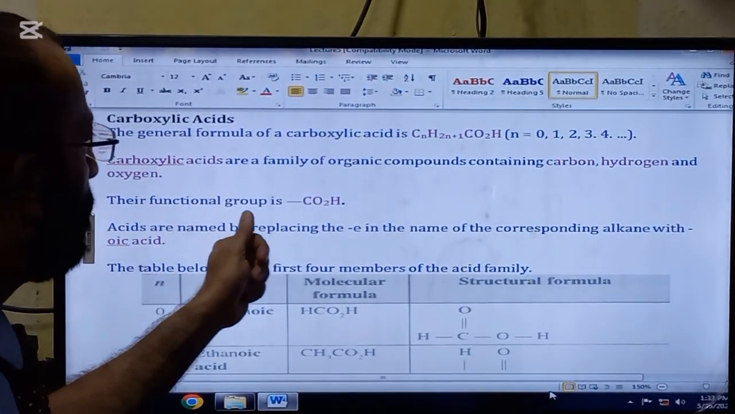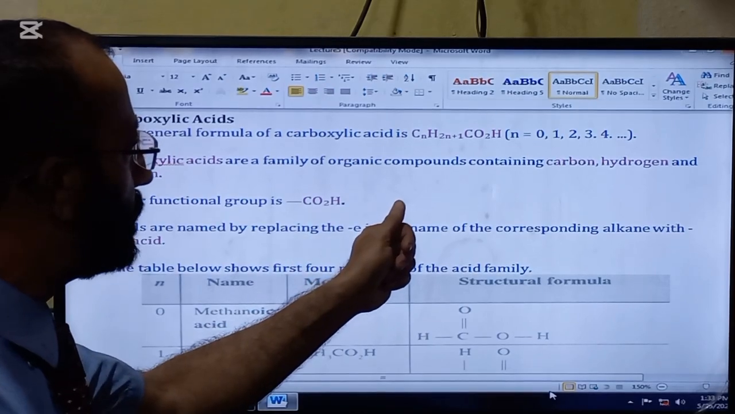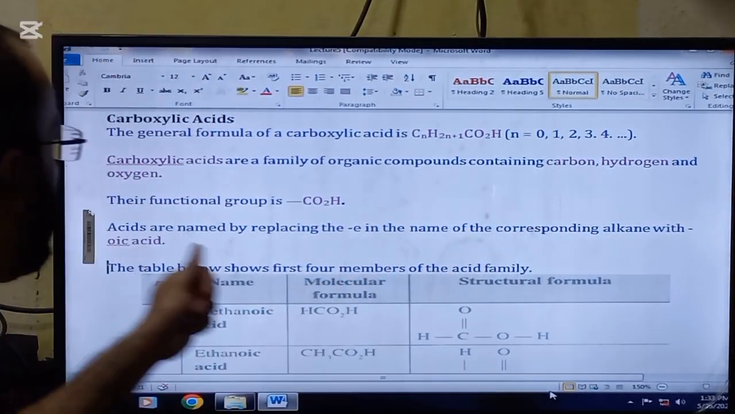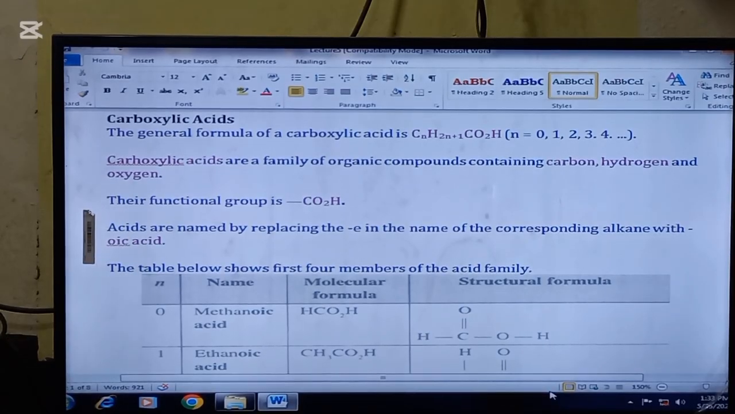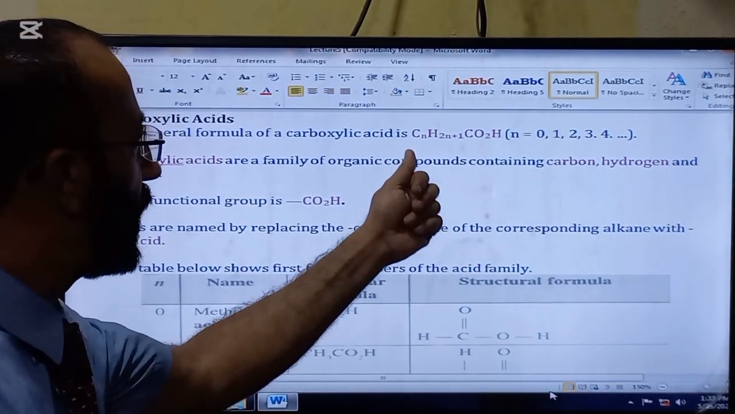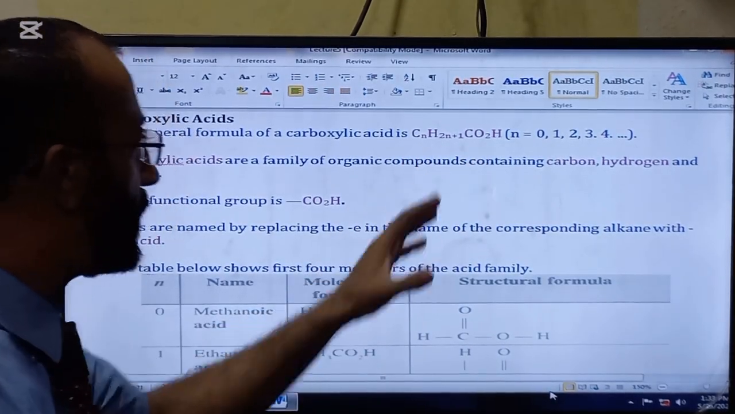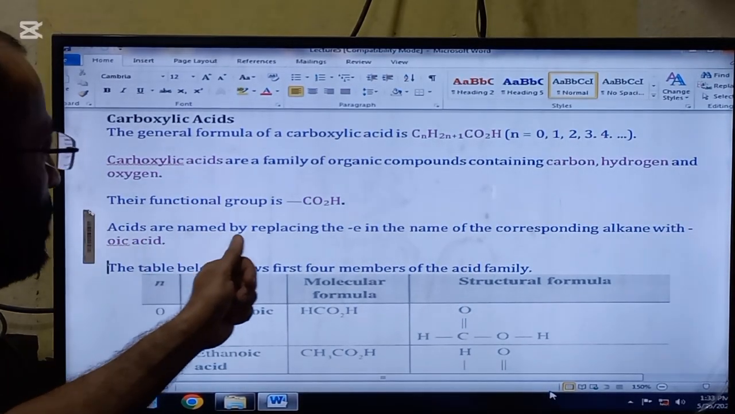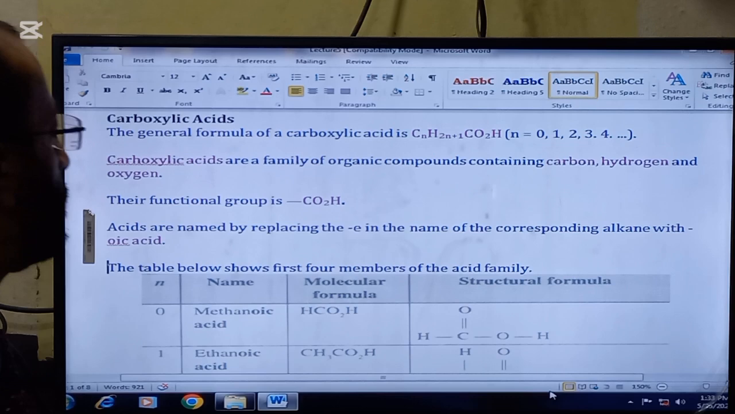Carboxylic acids are a family of organic compounds containing carbon, hydrogen, and oxygen. This is clear from the formula. Carbon, hydrogen, and oxygen are there. Their functional group is COOH.